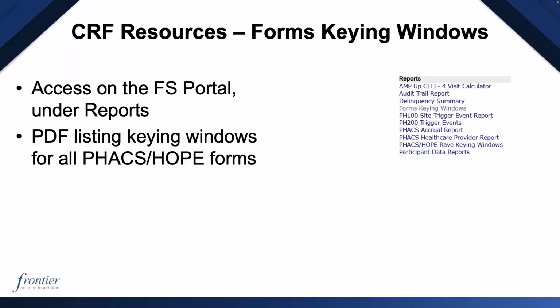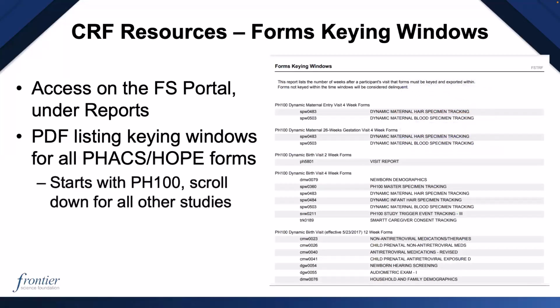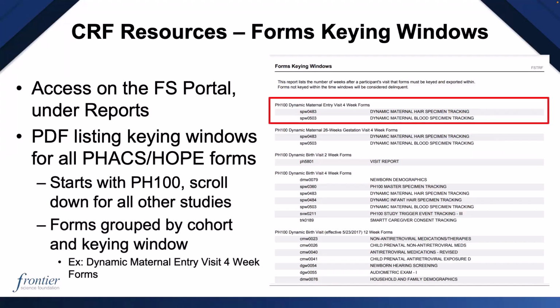Okay. Another useful resource is the form keying windows. And this is accessed on the portal under reports. The document is just a PDF that lists the keying windows for all of the different forms. Forms are grouped by cohort and by keying window. So in the example seen here, we can see all of the PH 100 dynamic maternal entry visit 4-week forms.